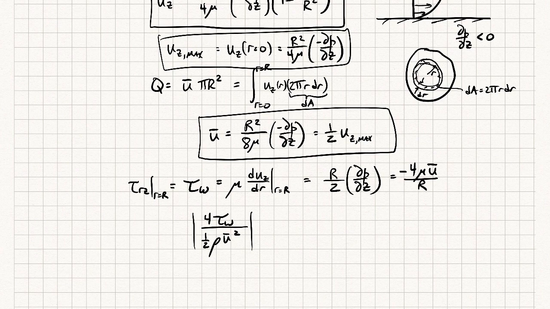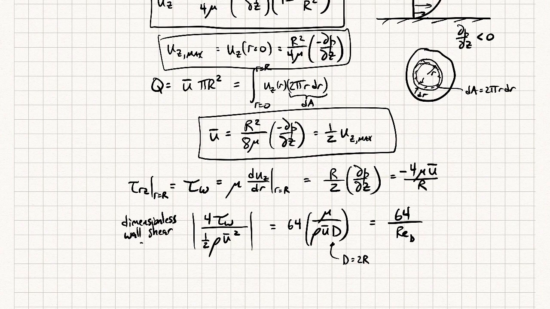And then if we take the absolute value of that and I plug in my expression here and simplify, this will come out to be 64 times mu over rho u bar, and then I'm switching to a diameter instead of a radius, because oftentimes we describe pipes by diameters rather than radii. And that, as you'll learn in just a couple of lectures, is 1 over the Reynolds number. So this will be 64 over the Reynolds number based on the pipe diameter. So this is just a dimensionless wall shear stress. It's just the wall shear stress expressed in a dimensionless form, made dimensionless by the dynamic pressure. And it ends up looking like 64 over the Reynolds number based on the pipe diameter.